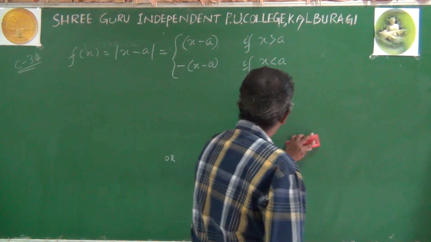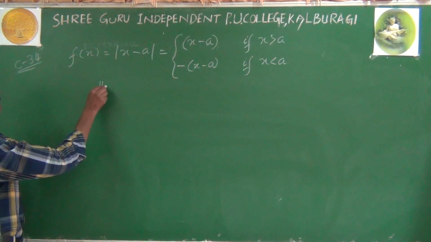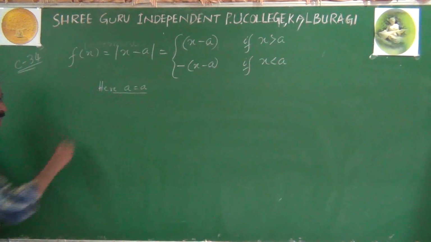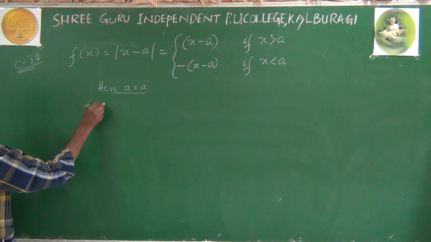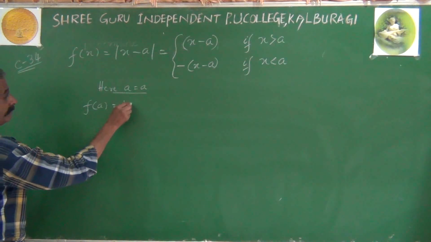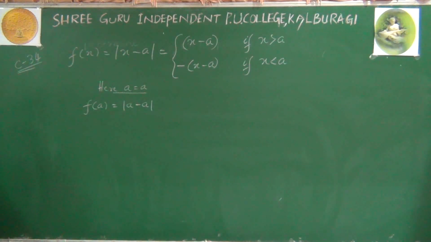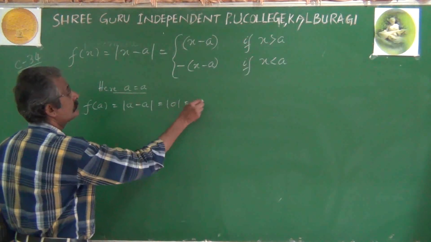And note that in this problem a means a only. Here our point of continuity or discontinuity is a equal to a only. Keep this in mind. So now according to that, f of a means modulus of a minus a, because f of x is mod of x minus a, so a minus a is 0, modulus of 0 is 0.